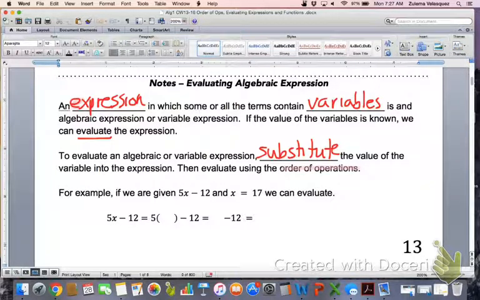So following the order of operations, we simplify. So for example, we are given the expression down here, 5x minus 12. If we're given this expression and we are told that x equals 17, we are going to replace the letter x for the number 17. So in our expression, 5x minus 12, we're going to rewrite it here. Notice that I replace the variable here for these parentheses here, and we still have the 5.